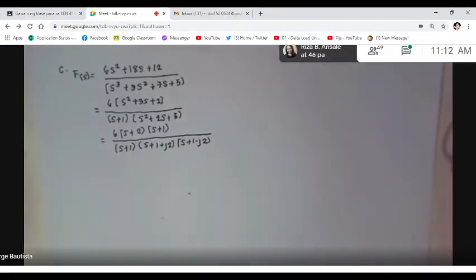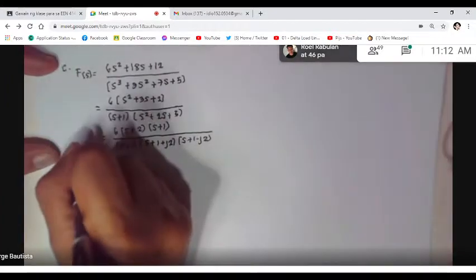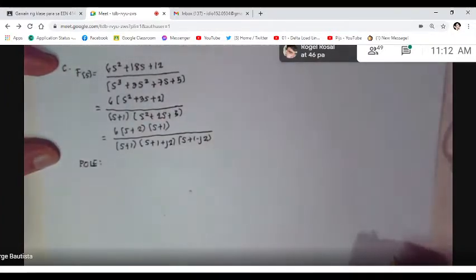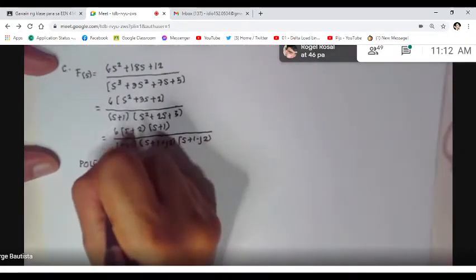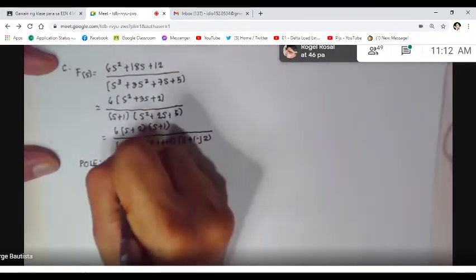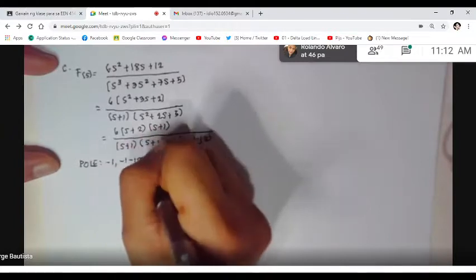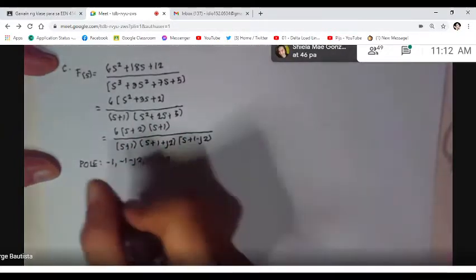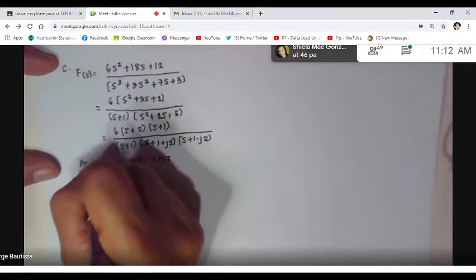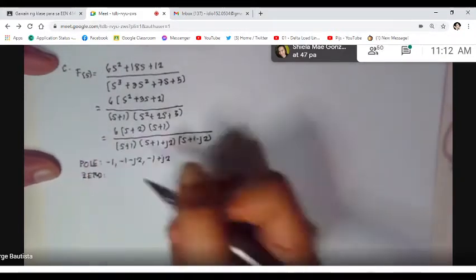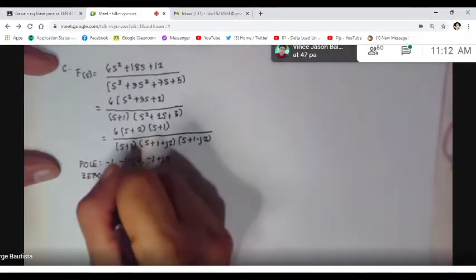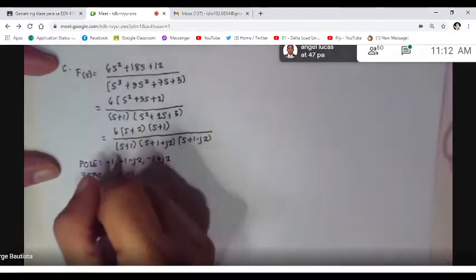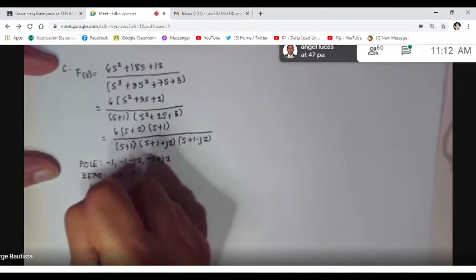Okay? So, we can now determine the pole. Ang pole natin ay negative 1 minus J2. And negative 1 plus J2. Yan, pole natin. Tapos ang zero natin, okay, ang zero natin ay negative 2 and negative 1. Tapos ang gain natin ay 6.